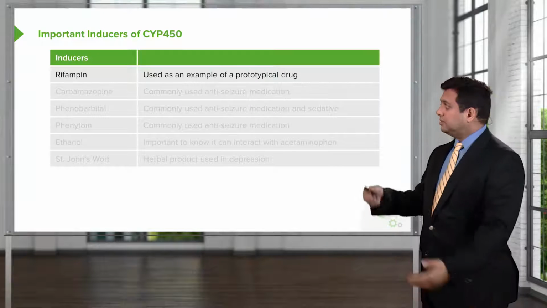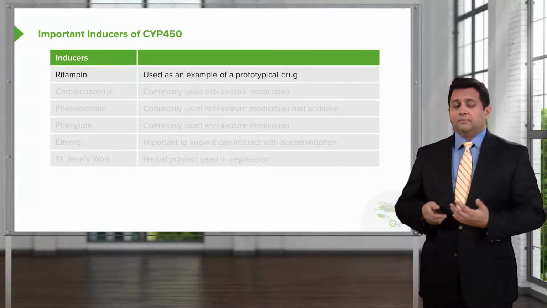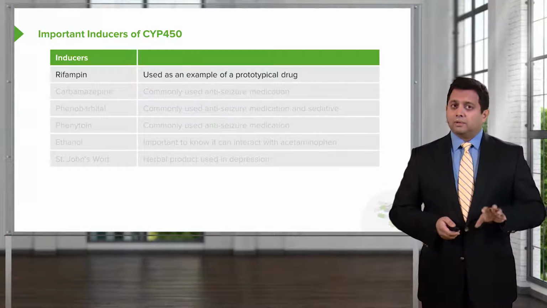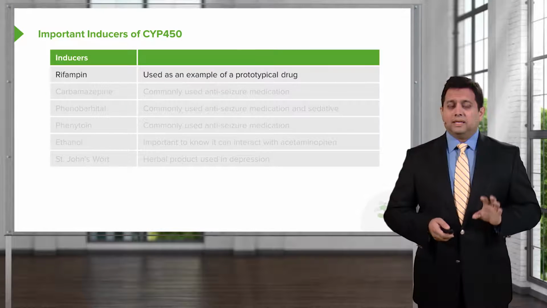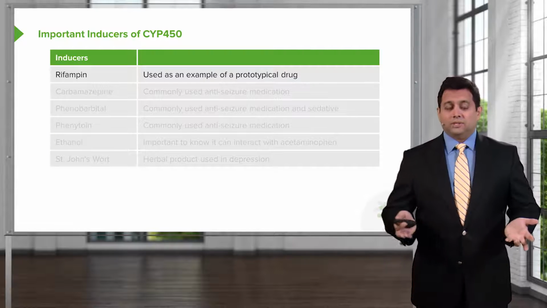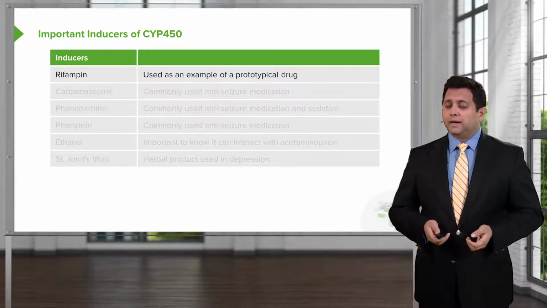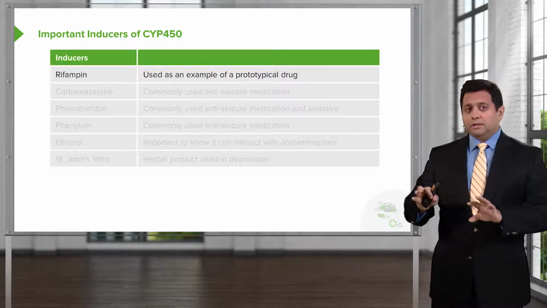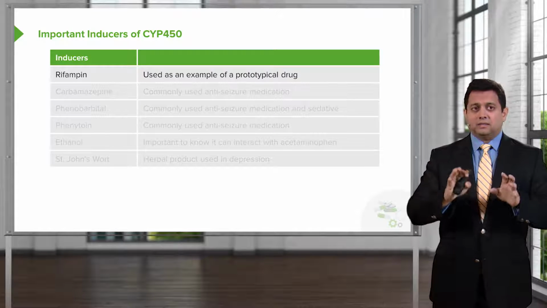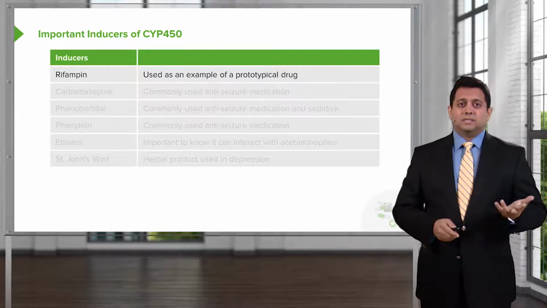Now, there are also inducers of the cytochrome system, and I've put them in green so you can remember that they make things go faster. The prototypical inducer is rifampin. It is also the most powerful inducer. It's a drug that we almost never use in real-world clinical practice, but whenever you look at a drug, the first thing that will say on the drug interaction list is always rifampin, and it's used as a testing agent.